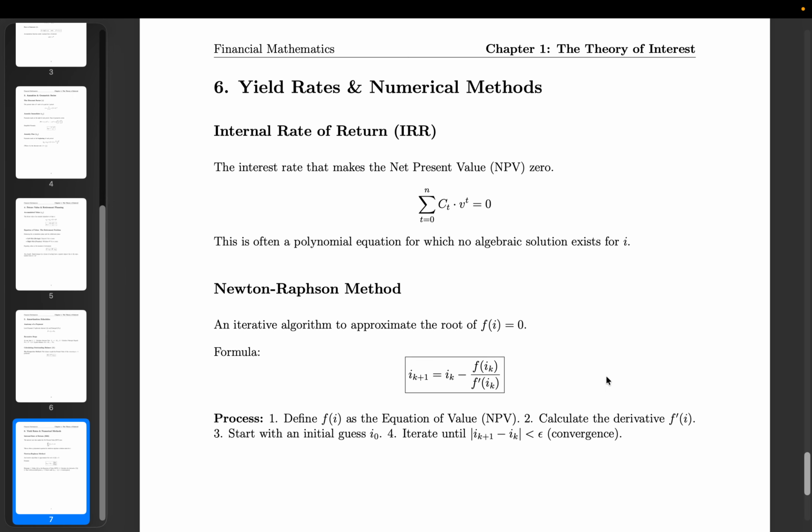This connects everything. We use the time value of money in section 1.1 to set up the equation. We use geometric series in section 1.4 to simplify it. And we use calculus to solve for the rate. That is chapter 1 of Buchanan's Financial Mathematics. We went from simple interest to complex algorithmic solutions for yield rates. Thank you for watching, and I'll see you in chapter 2.